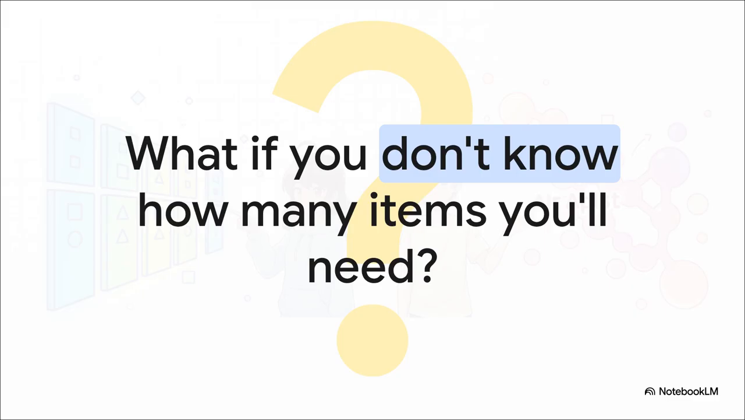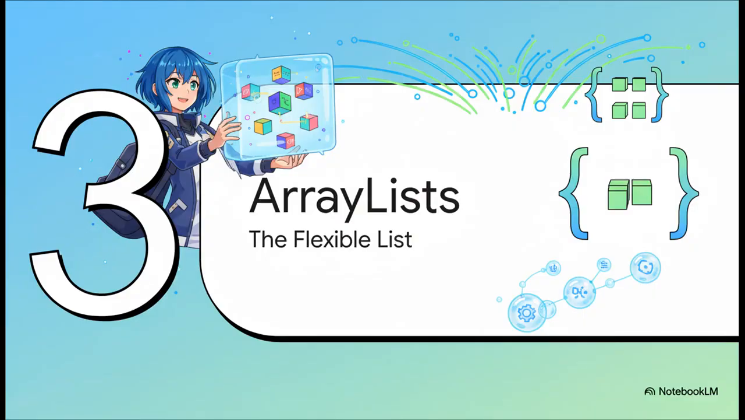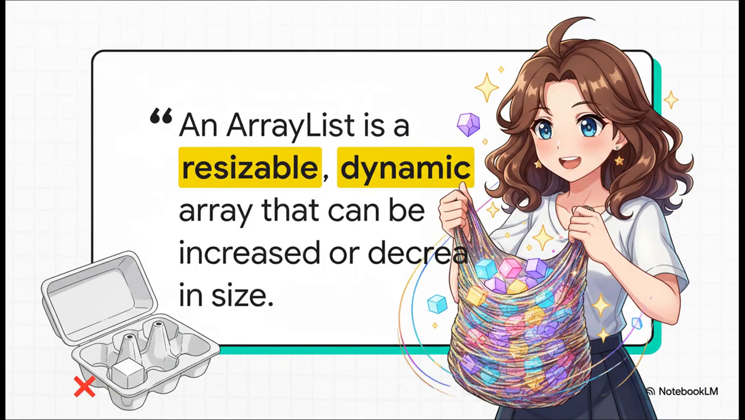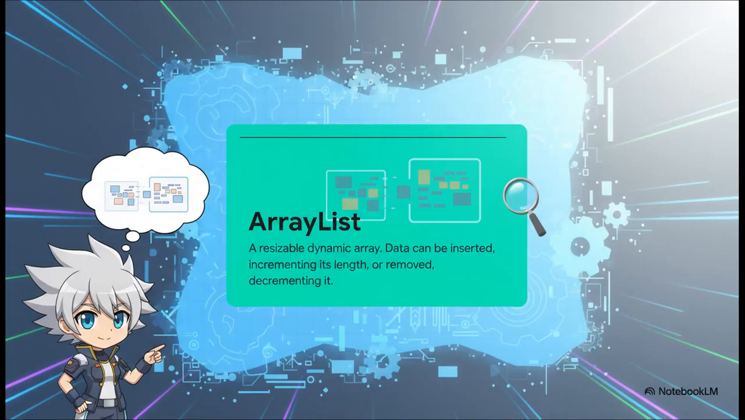What happens when you have no idea how many items you're going to need? Like you're making a to-do list for the day. Are you going to have 5 things to do or 50? Suddenly, that whole fixed size thing becomes a massive headache. And that problem, my friends, is exactly why our second tool was invented. Let's talk about the array list. So if our array is that rigid egg carton, the array list is like a magical shopping bag. It just stretches. You can keep throwing things in, and it just gets bigger to hold them all. You never have to decide on the size beforehand. The key word here is dynamic.